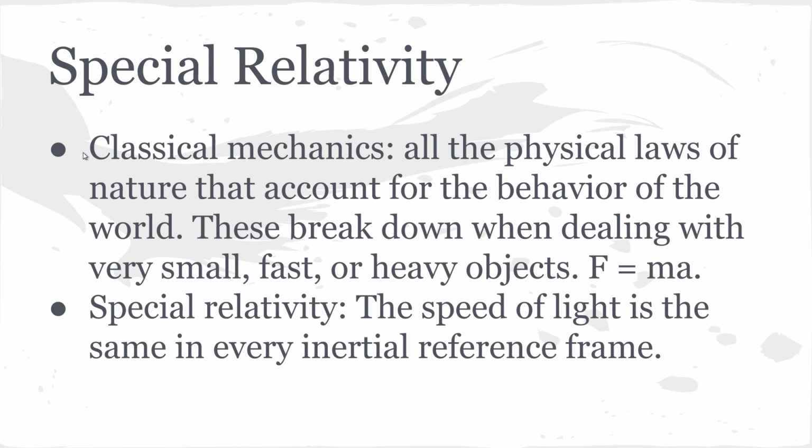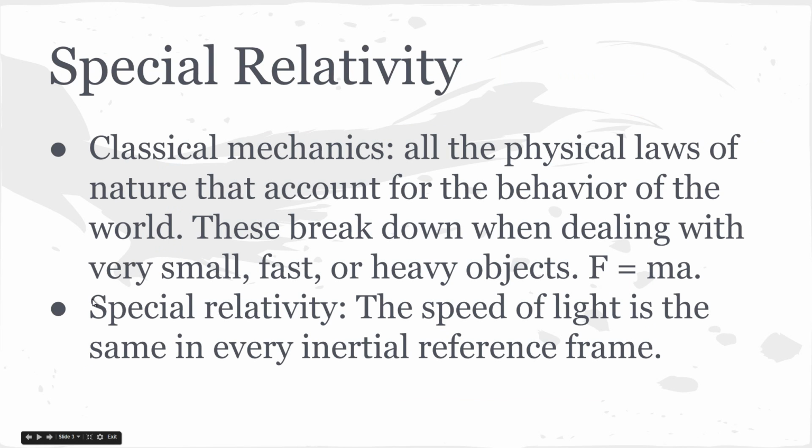So to understand where the formula is coming from, we first got to understand special relativity. So we will compare it to classical mechanics, which is all the Newtonian laws, such as F equals ma, kinetic energy. The problem with these is when you're dealing with very small, fast, or heavy objects, the principles start to break down. And this is what Einstein was exploring in his mass energy equivalence.